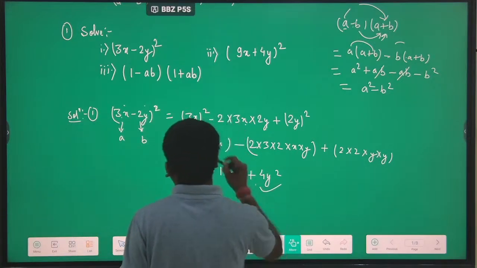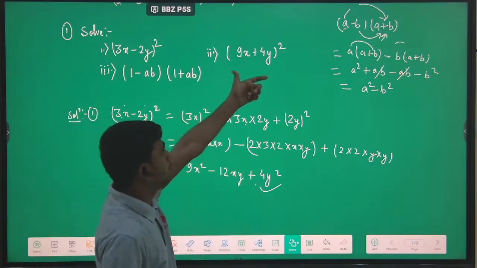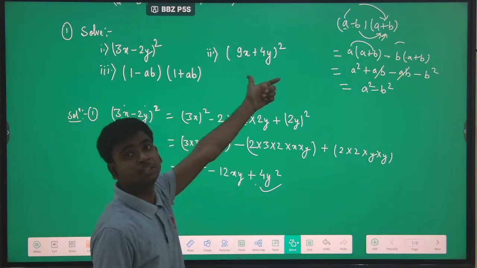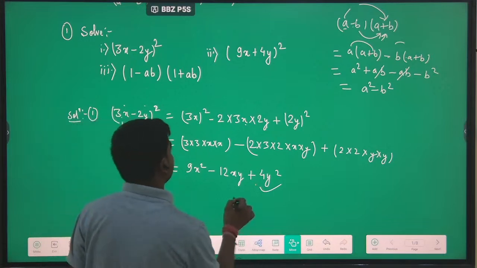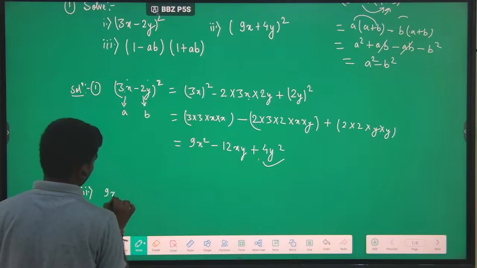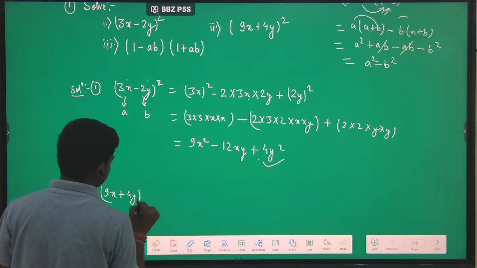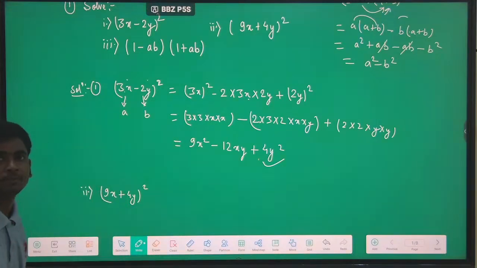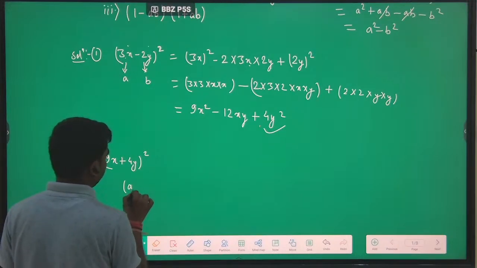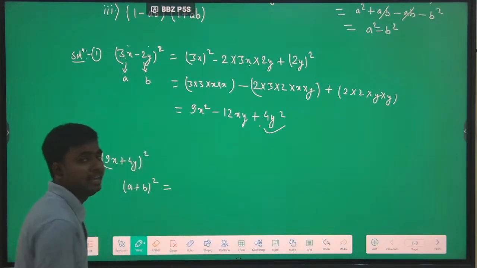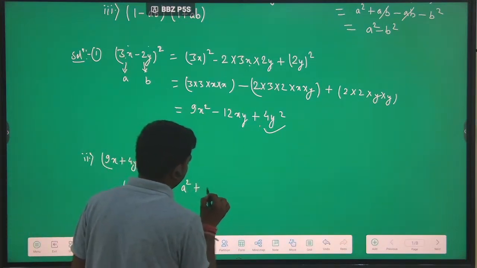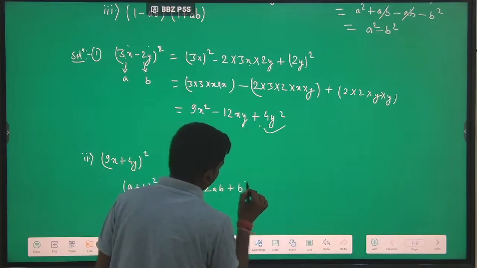Now, our second question is we have to find out the value of 9x plus 4y to the power 2. It is in the form of a plus b to the power 2. So 9x plus 4y to the power 2 is our question. We have to find out the value of this. So first of all, we will write out the formula. Our formula for a plus b to the power 2 is a square plus 2ab plus b square.